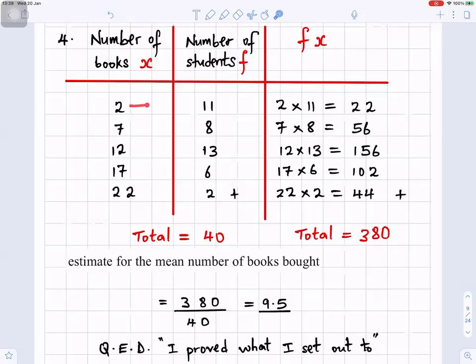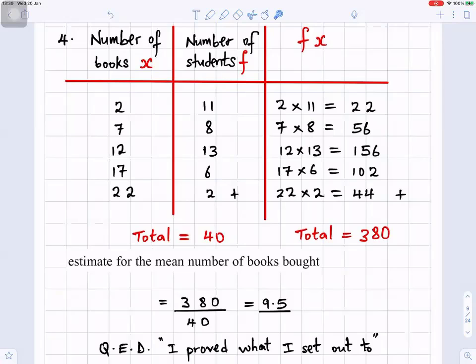So there are 2 books and 11 students. So 2 times 11 is 22. 7 books and 8 students. 7 times 8 is 56. 12 books and 13 students. 12 times 13 is 156. 17 books and 6 students. 17 times 6 is 102. 22 books and 2 students. 22 times 2 is 44.